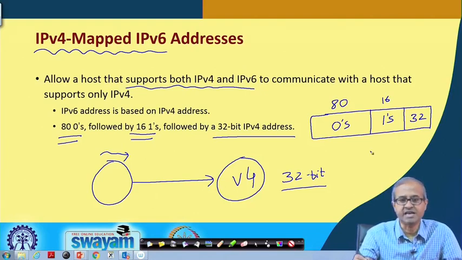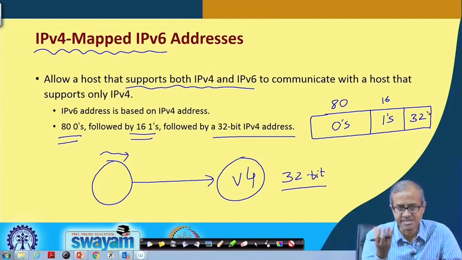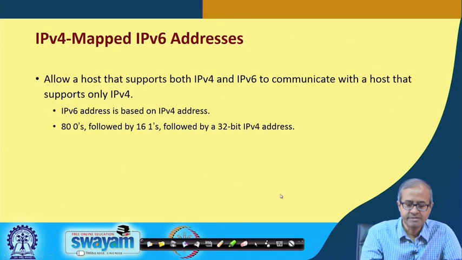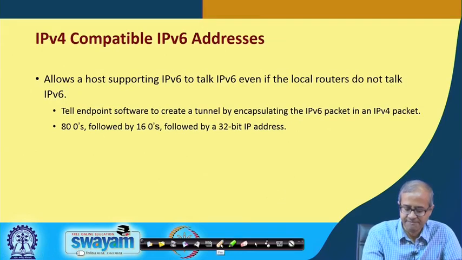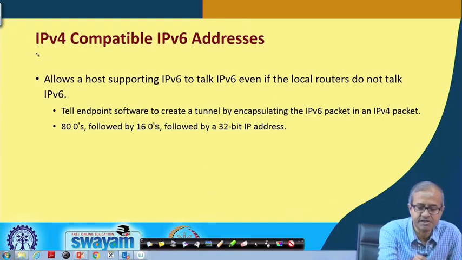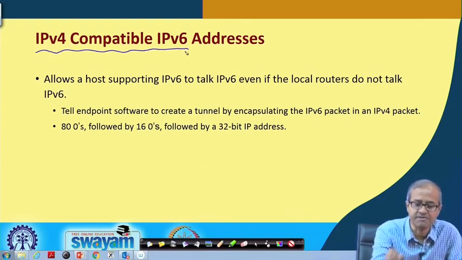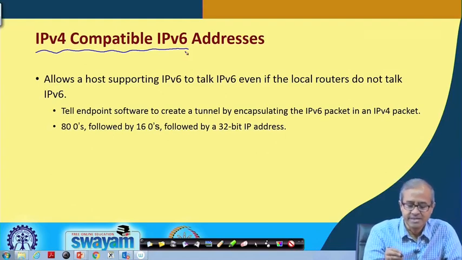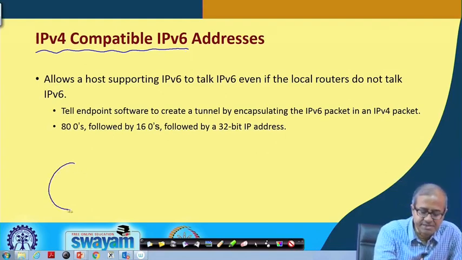This is the convention which is followed. Any address like this will mean that this is an IPv4 mapped IPv6 address, where the last 32 bits actually represent an IP version 4 address. Similarly, you can have another option which is called an IP version 4 compatible IP version 6 address. Here it is something like this.